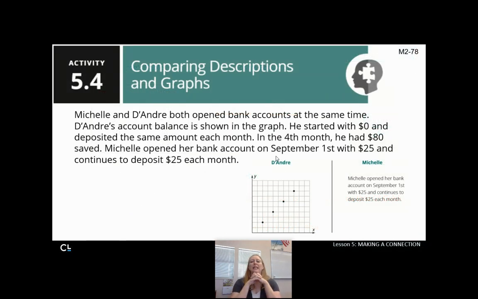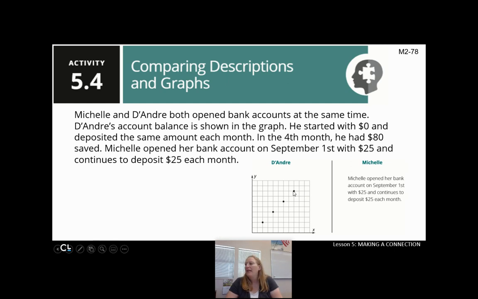All right, so let's move on then. So now that we've got Greg and Josh and their whole Celsius Fahrenheit deal worked out, let's talk about Michelle and DeAndre. So Michelle and DeAndre here on activity 5.4 both opened bank accounts at the same time. Hooray. DeAndre's account balance is shown on the graph. He started with $0 and deposited the same amount each month. That's why it's a nice linear function.